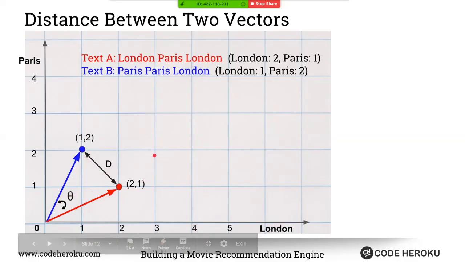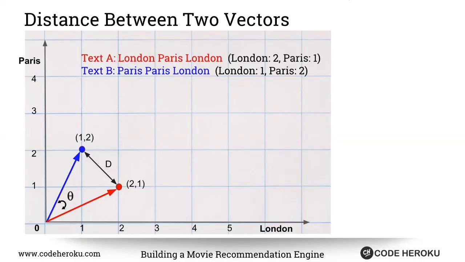Now again, a very basic math question. Just by looking at this graph, can someone tell me what the Euclidean distance is over here? It's very obvious. Use the Pythagoras theorem right over here and tell me what's the Euclidean distance d between these two vectors.